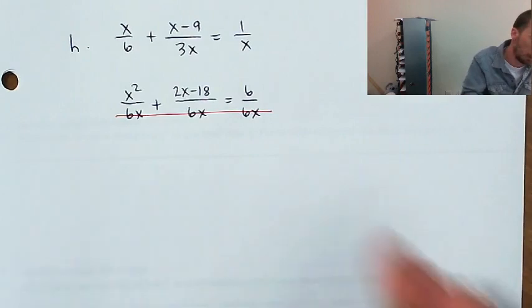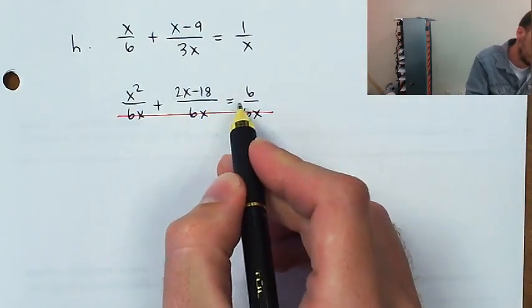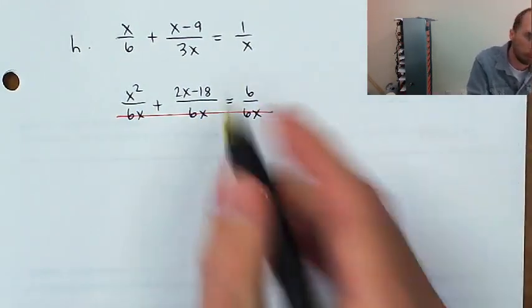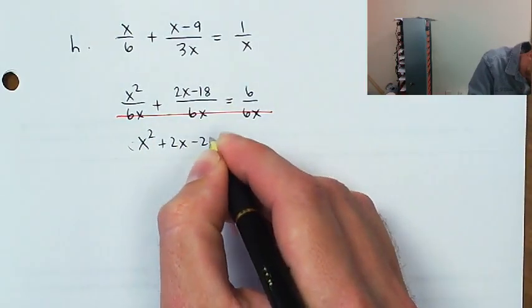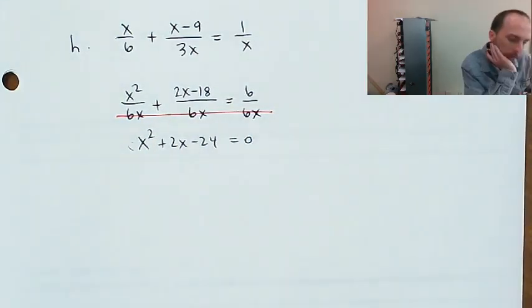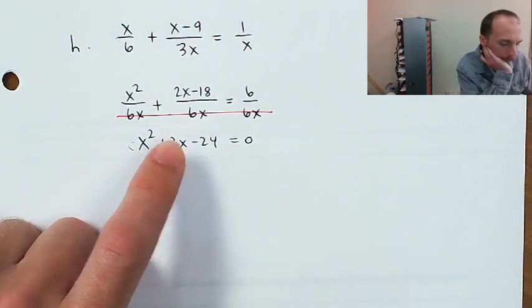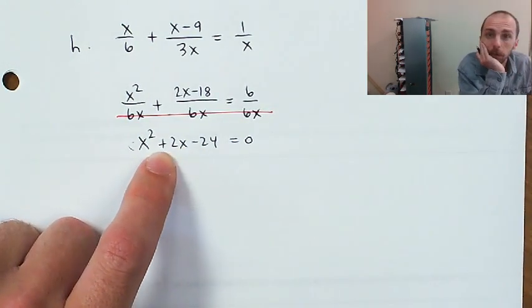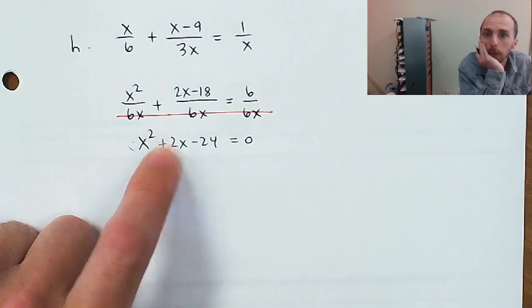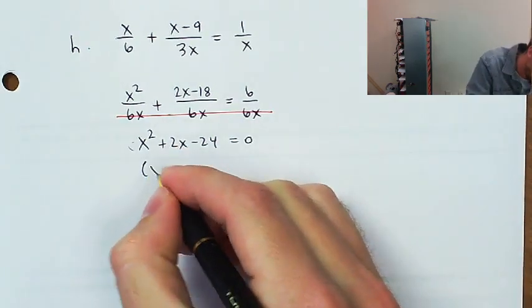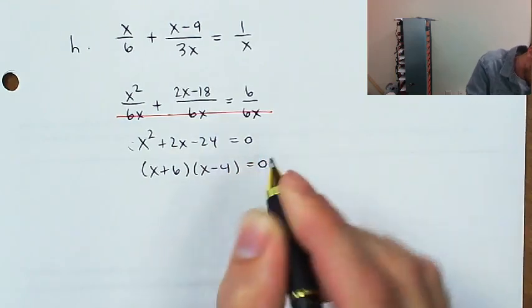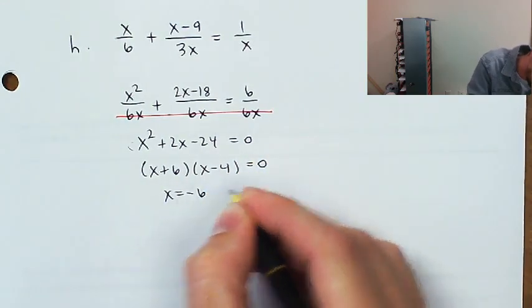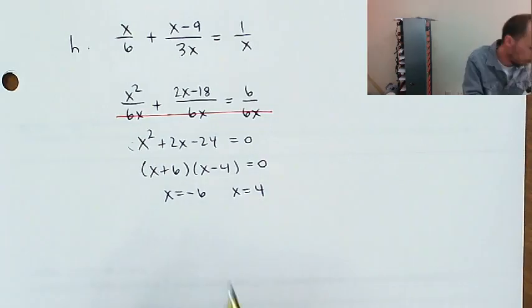Then I clear that out, and I've got x squared plus 2x minus 18 equals 6. Let's subtract 6 from both sides and get x squared plus 2x minus 24 equaling 0. So what would be two numbers that multiply to negative 24 while adding to positive 2? That would be positive 6 and negative 4. Okay, and I'm going to get x equaling negative 6 or x equaling positive 4.